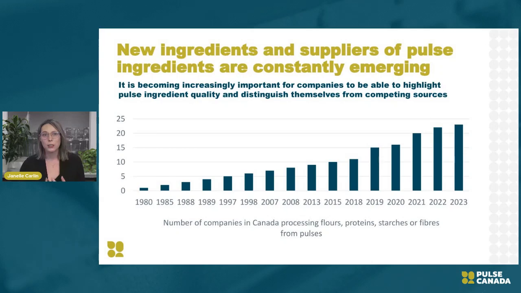What we're seeing as a result is that multiple suppliers of pulse ingredients are constantly emerging. I mentioned we have had processing here in Canada since the 1980s, but especially since around 2015, there are a number of new companies coming to market, offering a variety of different ingredient sources. It's becoming increasingly important to be able to distinguish between these suppliers, and also within suppliers that are offering multiple different ingredient options, and really understand which ingredient might be better suited for a particular application than another.